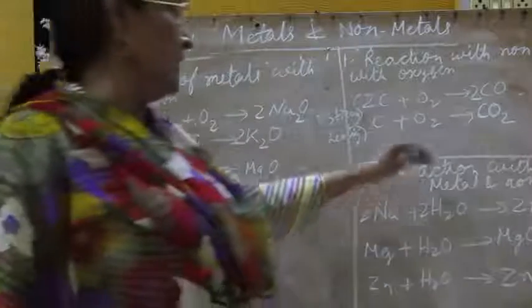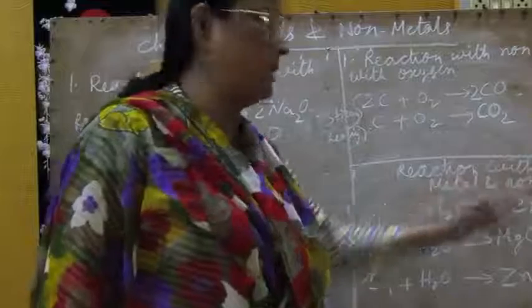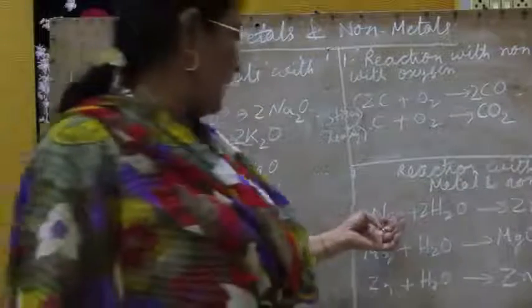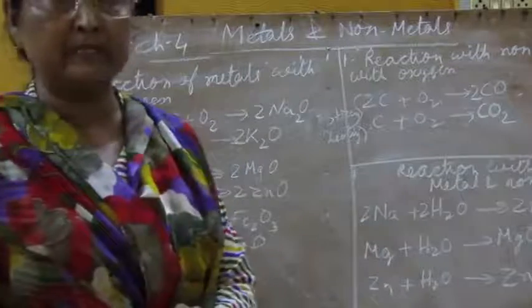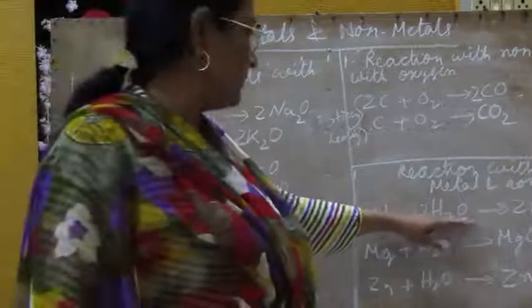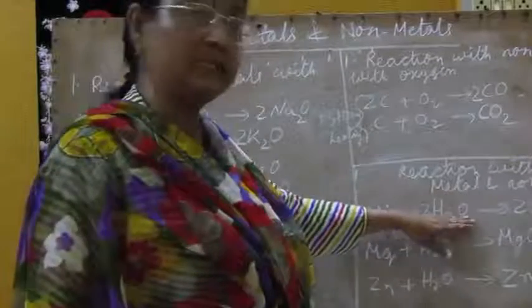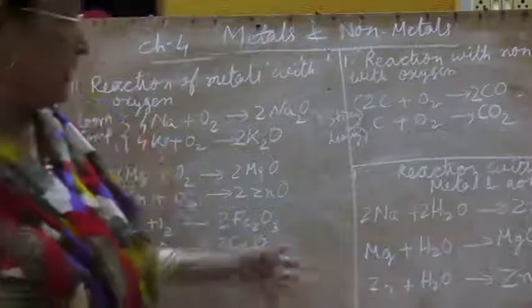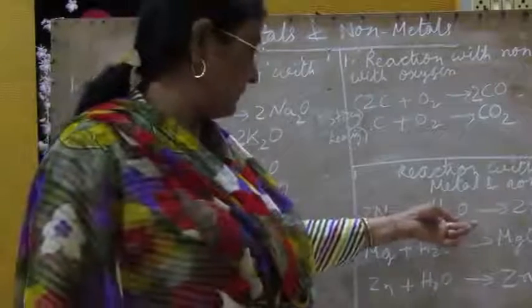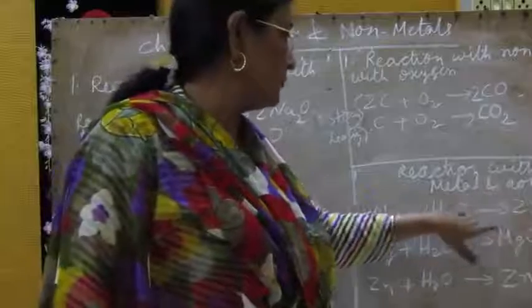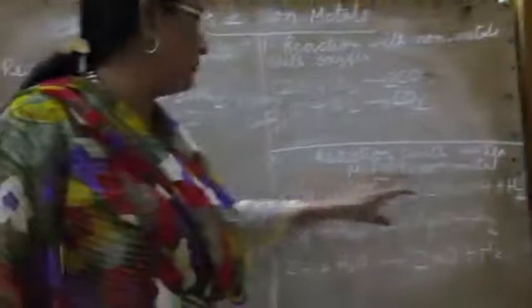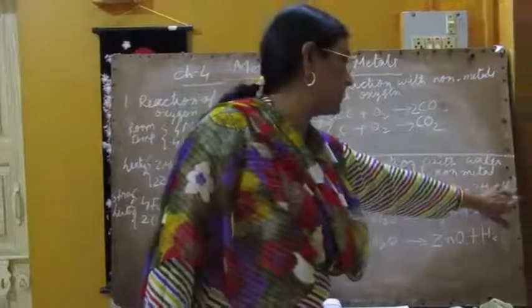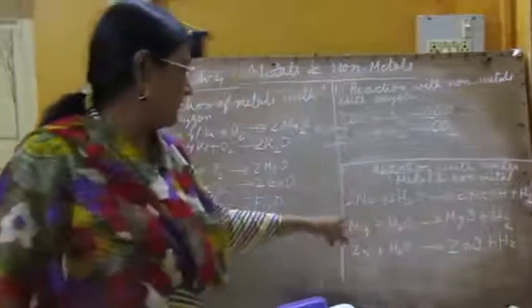Now, coming to the reactions of metals and non-metals with water. As I already told, sodium and potassium are very reactive metals. So when they react with water at room temperature, H2O is water, and sodium and water together produce sodium hydroxide and hydrogen. H2 is hydrogen. Sodium hydroxide and hydrogen.